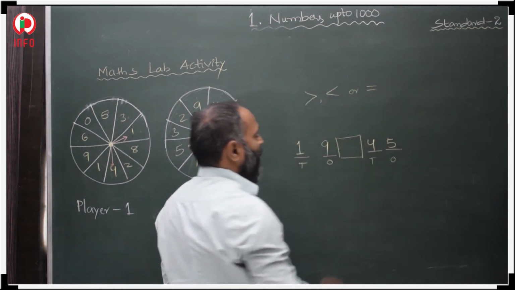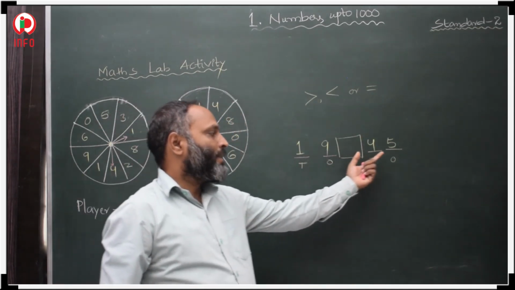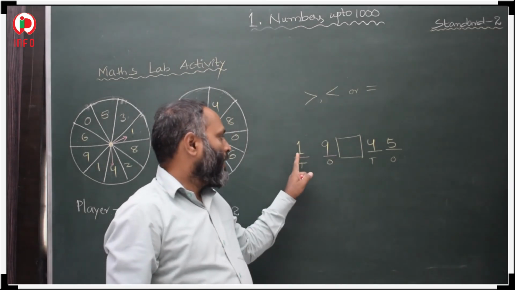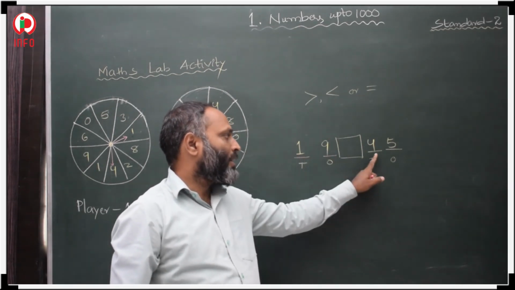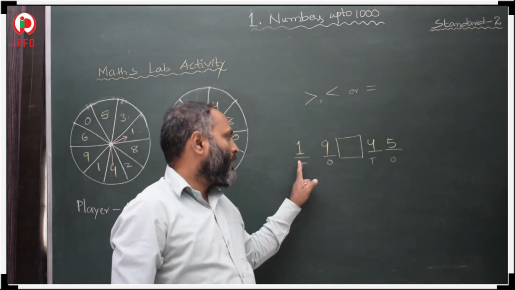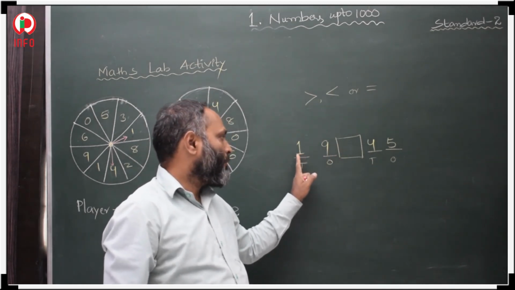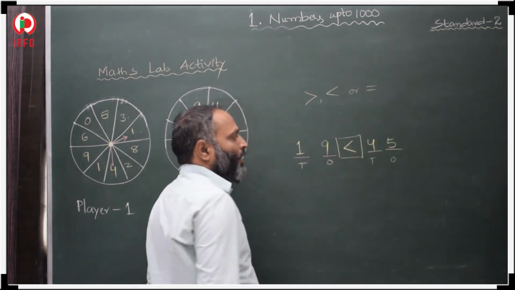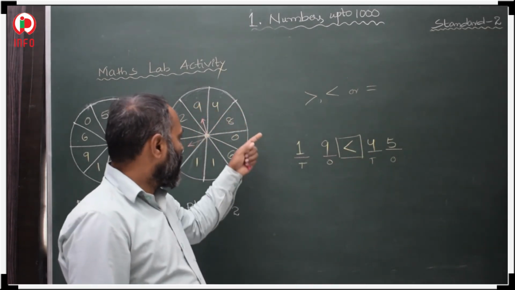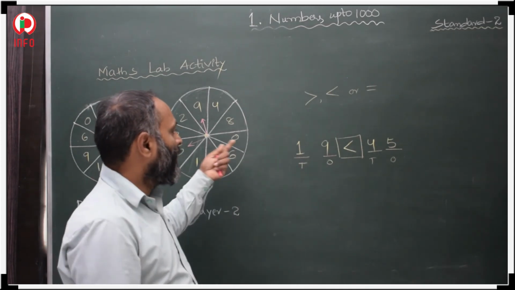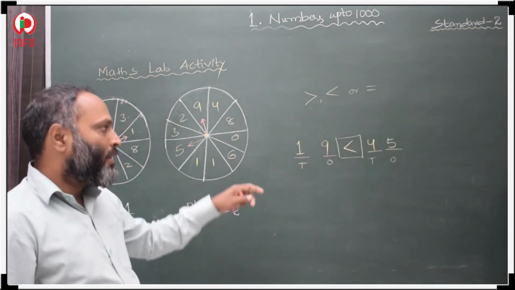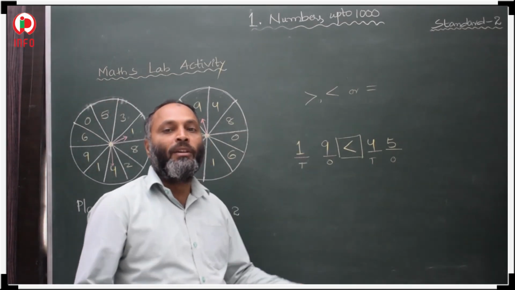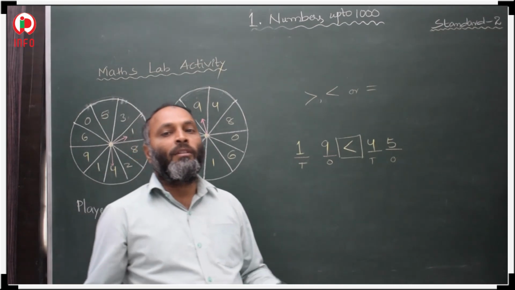Which symbol here? This is 19 and this is 45. Here the tens place value is 1, here the tens place value is 4. Then 1 is less than 4. So it means 19 is less than 45. In this way, only two 2-digit numbers are found here. So repeat this, and you can form more 2-digit numbers and decide greater than, less than, or equal to, whichever you want.